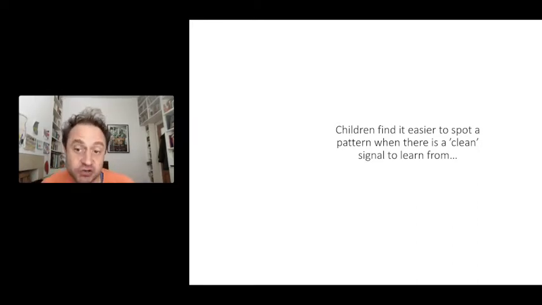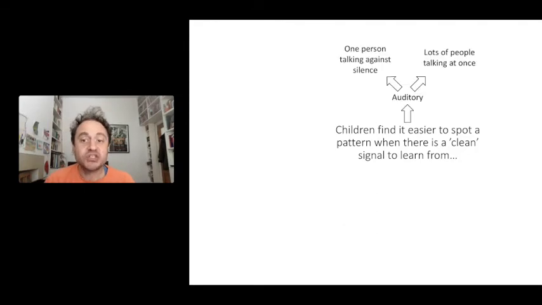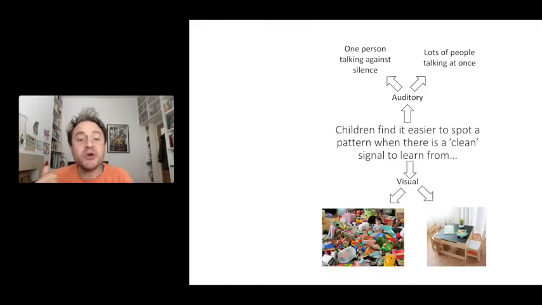So this is an idea that I've talked about in two different ways. Children's brains are more bottom-up and less top-down, so they find it harder to choose what they pay attention to. If we give them a clean signal to learn from, they find it easier to focus. We talked about that in the auditory domain, comparing one person talking against silence to lots of people talking at once. Then we also talked about it in the visual domain, in terms of visual noise. If a child is doing their homework in a setting where there isn't much movement, edges or color in front of them, they will find it easier to concentrate.